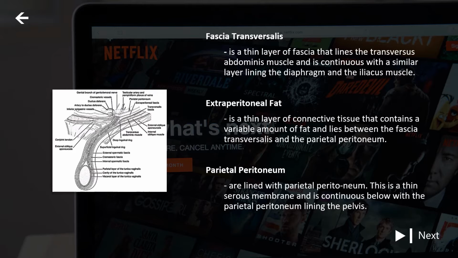Under the fascia transversalis, we have the extraperitoneal fat and the parietal peritoneum. Extraperitoneal fat is a thin layer of connective tissue that contains a variable amount of fat and lies between the fascia transversalis and the parietal peritoneum, which is a thin serous membrane and is continuous below with the parietal peritoneum lining the pelvis.